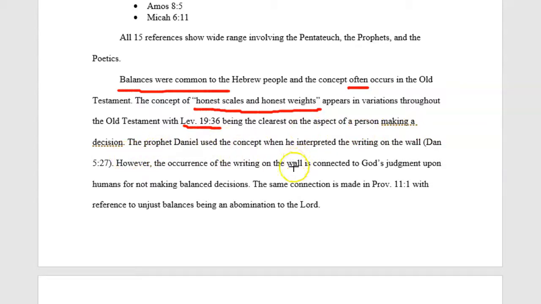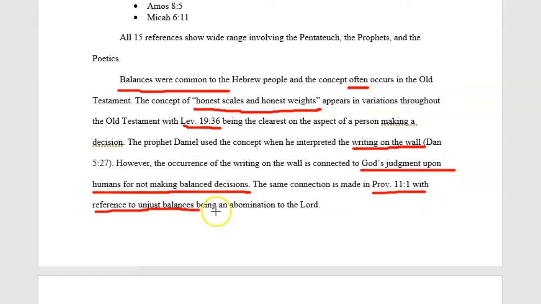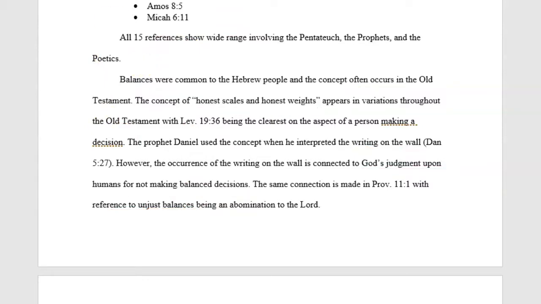The prophet Daniel used the concept when he interpreted the writing on the wall. However, the occurrence of the writing on the wall is connected to God's judgment upon humans and not making a balanced decision. The same connection is made in Proverbs 11, verse 1, with the reference to unjust balances being an abomination to the Lord. So obviously, this question of balances really calls into question, what exactly does a balance mean?